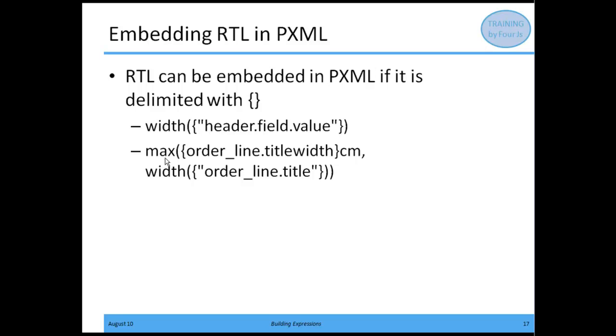In my second example, I want the max of, and here it's returning a number, so I don't need my quote. So I have a title width that's being brought across. I just glue that to the cm, so it's whatever number cm, or it's going to be the width of, and here I provide the string, so I use my quotes, the order line.title. So if you're embedding RTL within PXML, you just need to ensure that you include curly braces around that RTL expression.